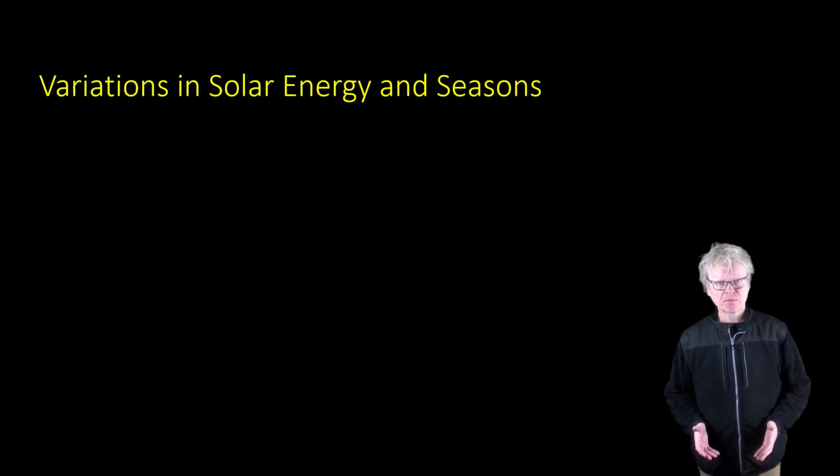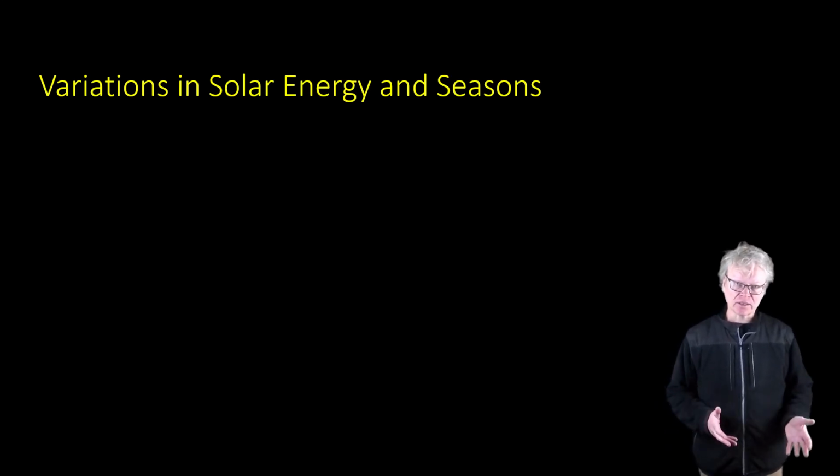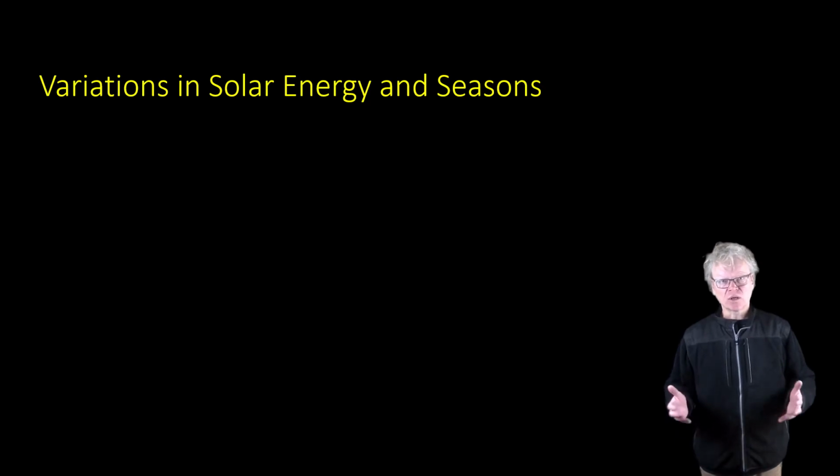Okay, we're now going to have a look at another major cause of the differences in energy balance on the Earth's surface, and this time it's at particular times of the year. We all know that in summer it's warmer, in winter it's colder. Why is that? Well, it's due to the seasons. Okay, so what are seasons? What's happening when the seasons change?